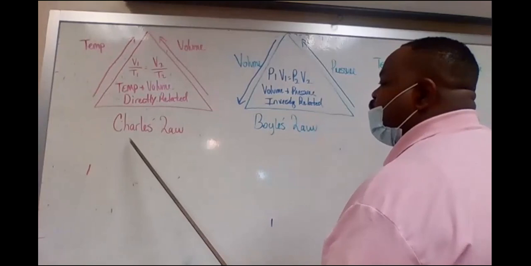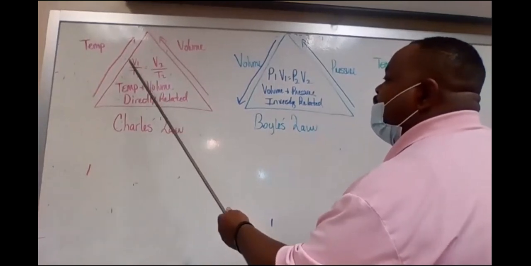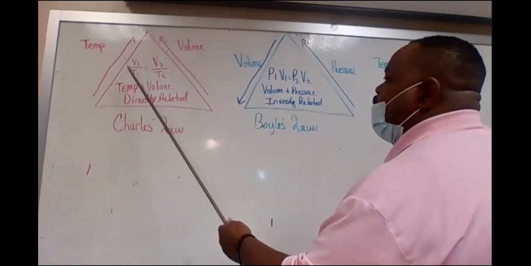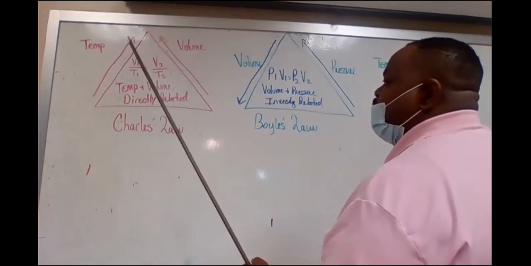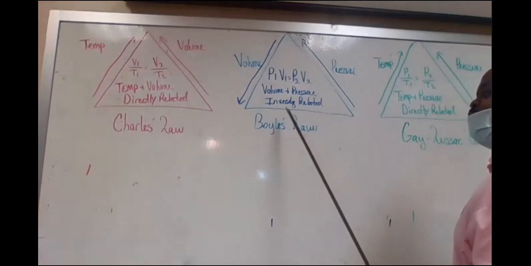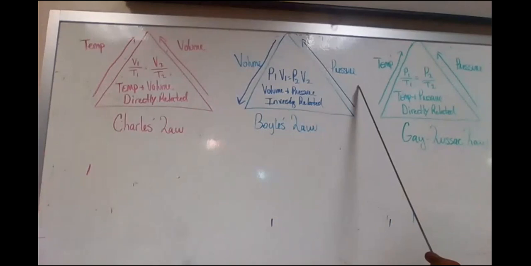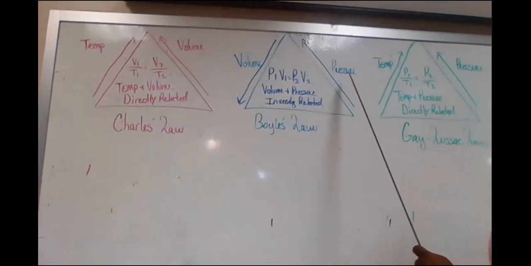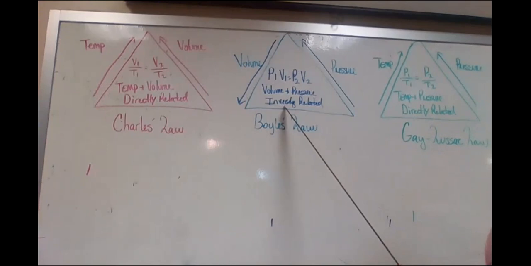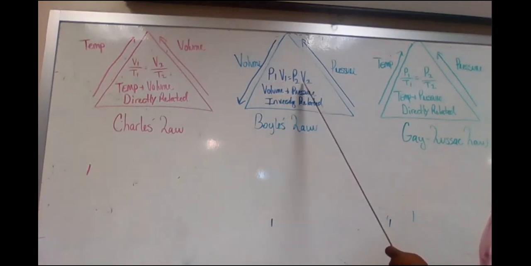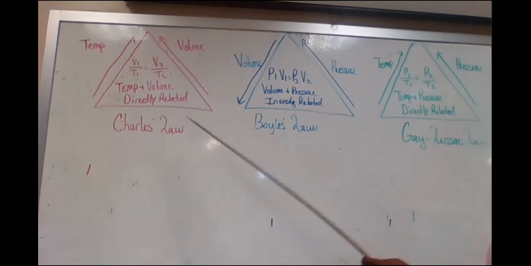If that happens, that's Charles's law, signified as volume 1 over temperature 1 equals volume 2 over temperature 2. Okay? Boyle's law says that if volume goes down, then pressure goes up. If pressure goes down, volume goes up. Volume and pressure are inversely related, signified by pressure 1 times volume 1 equals pressure 2 times volume 2, because you do multiplication in your algebra.